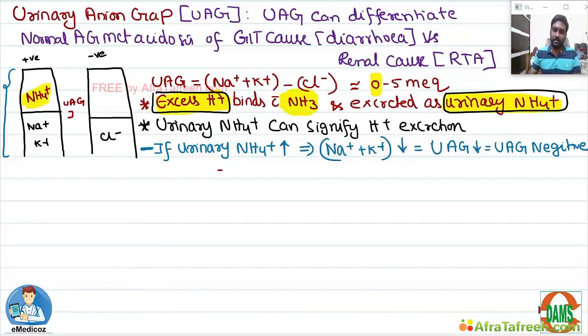So whenever Na plus K plus decreases, what happens to urinary anion gap? It will decrease. Whenever urinary anion gap decreases, it is called urine anion gap negative.